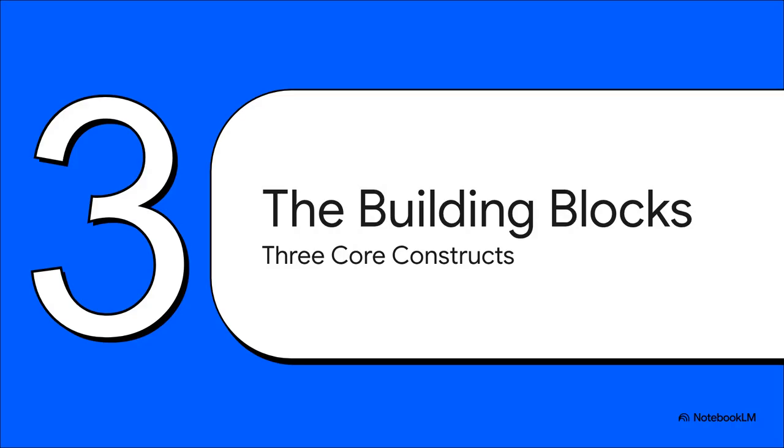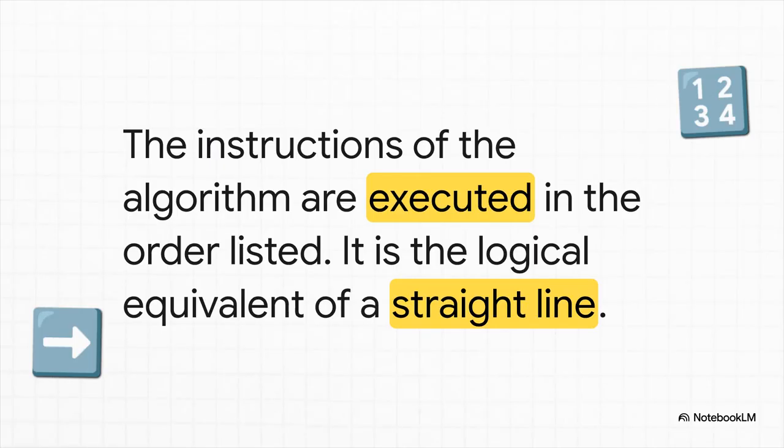Now, here's something that might blow your mind. No matter how crazy complex an algorithm seems, whether it's recommending a movie or landing a rover on Mars, they are all built from just three simple, fundamental concepts. Just three. It's incredible when you think about it. The first, and the most basic, is sequencing. This is literally just a to-do list.